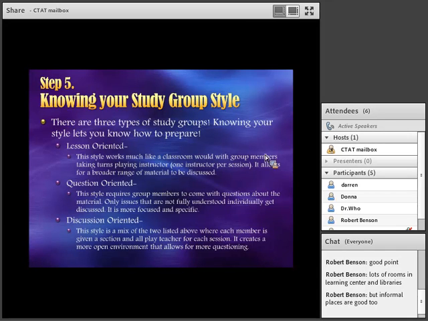We have outlined three types of styles. There's lots of styles. There's lesson oriented, question oriented, and discussion oriented. Lesson oriented is when the study group sort of acts like a classroom. You have one teacher who explains everything. Question oriented is when students come in with questions and they basically just answer each other's questions for the entire study group. And discussion oriented is what we like to think of as a mixture of the two.